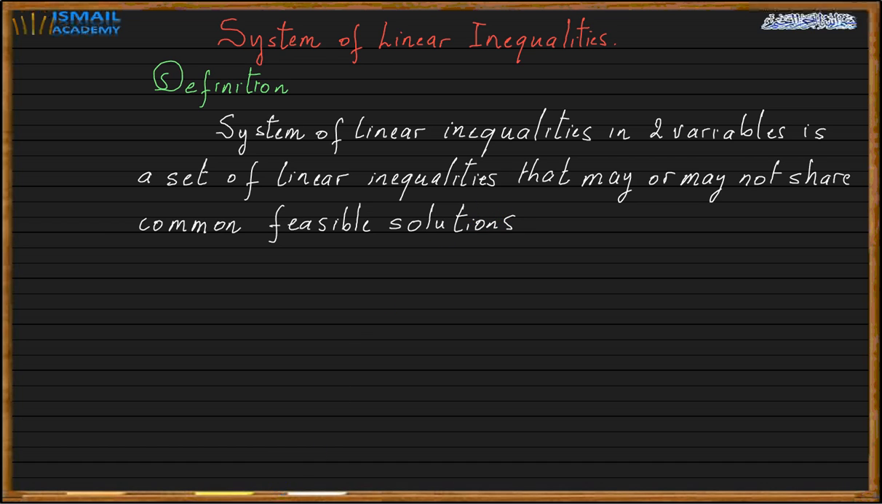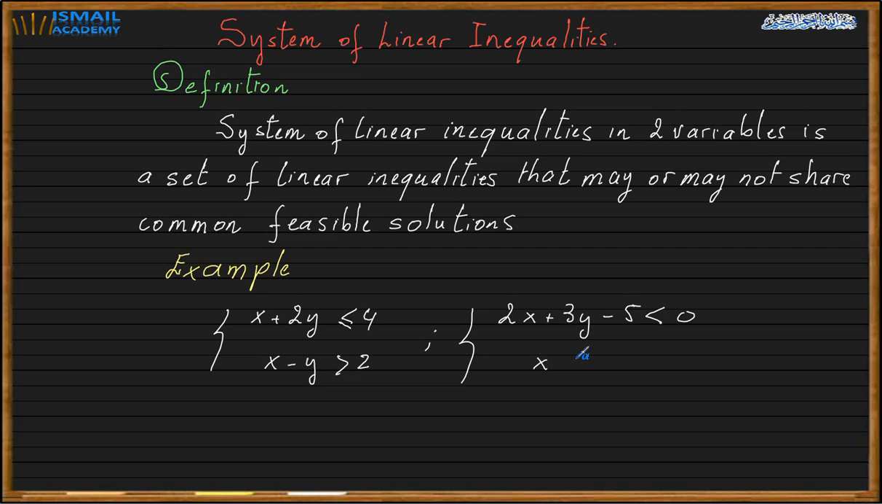So let me give you an example. We have that example: x plus 2y is less than or equal to 4, x minus y is greater than 2, and 2x plus y is less than something.